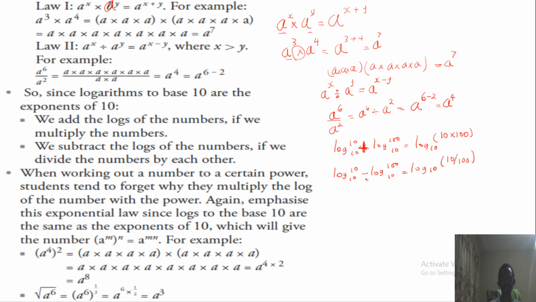When working out the numbers with certain power, students tend to forget why they multiply the logarithm of the number with the power. Again, emphasize this exponential law. Since log to the base of 10 are the same as the exponent of 10, what we're saying is when you have a raised to m, raised to n, these are both powers, automatically it's going to be a raised to m times n, and that will give me a raised to mn. And basically if I have a raised to 4, raised to 2, there are 2 powers there. I'm going to have 4 times 2, and that will give me a raised to power 8.